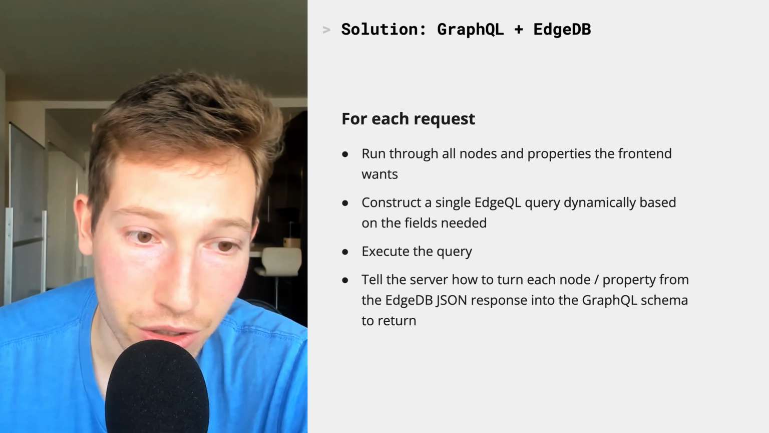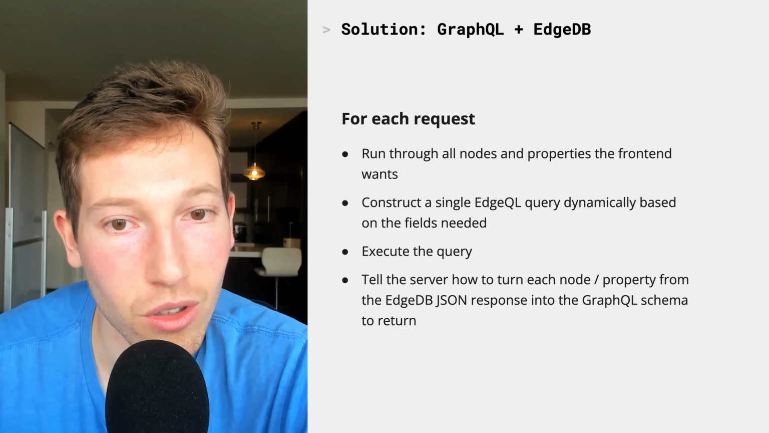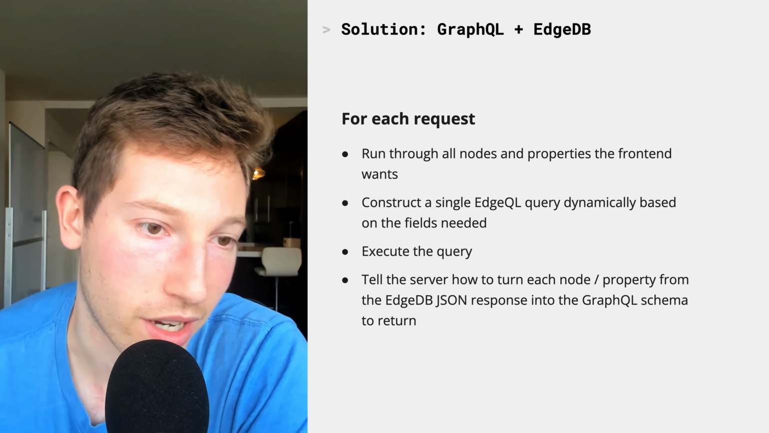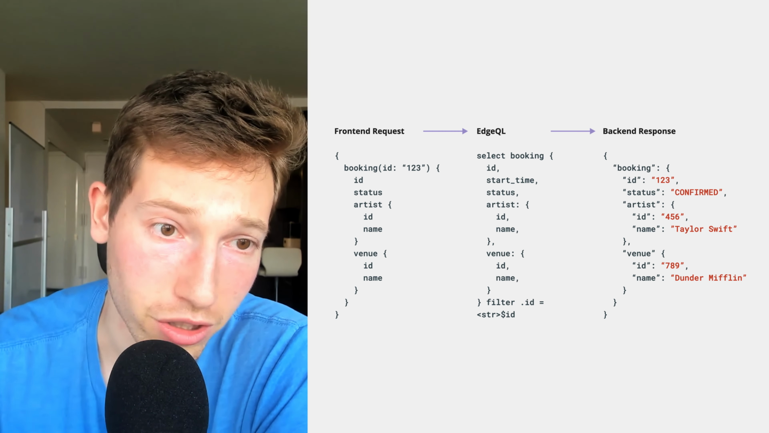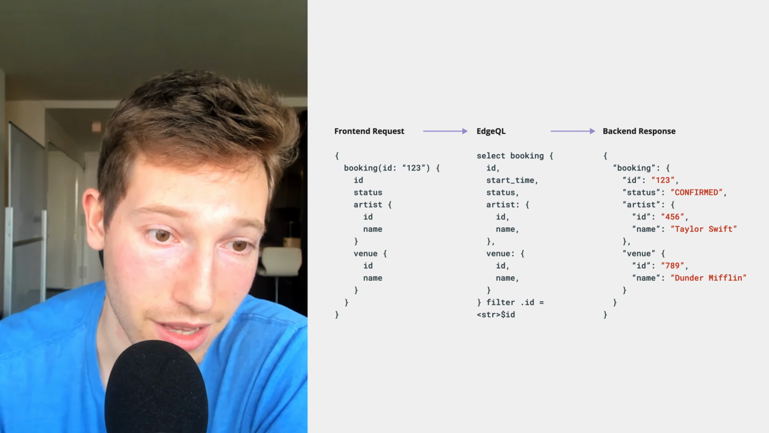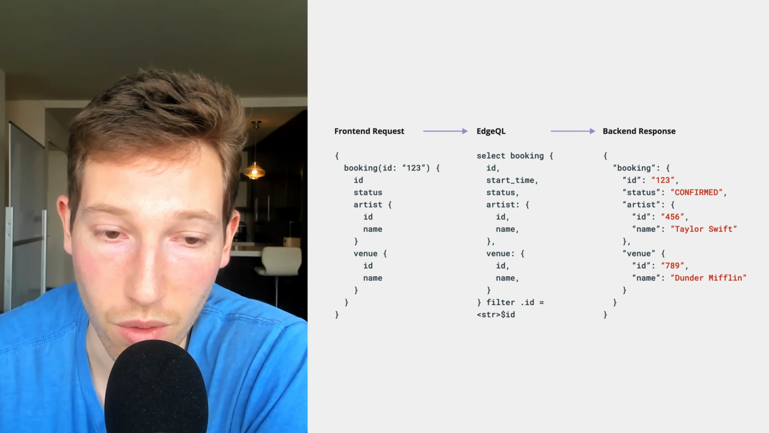And then we also tell the server how to unfurl that query into the response. And so the result looks something like this, where the front end requests a booking with an artist and a venue, and then we construct a large EdgeQL query with all of the fields that are necessary to resolve the response, and then we unfurl that into our schema.